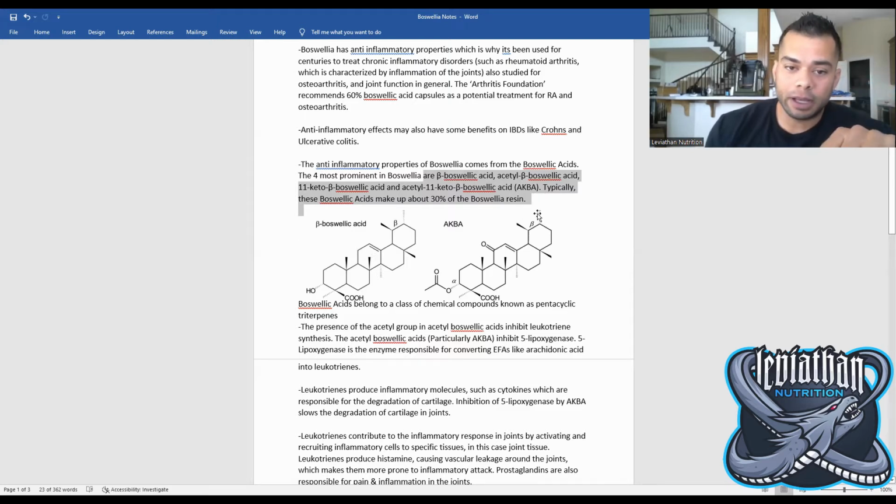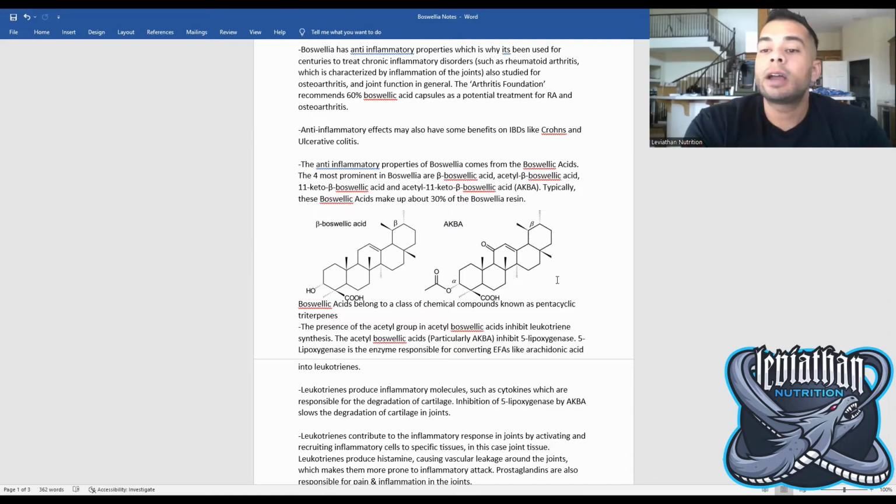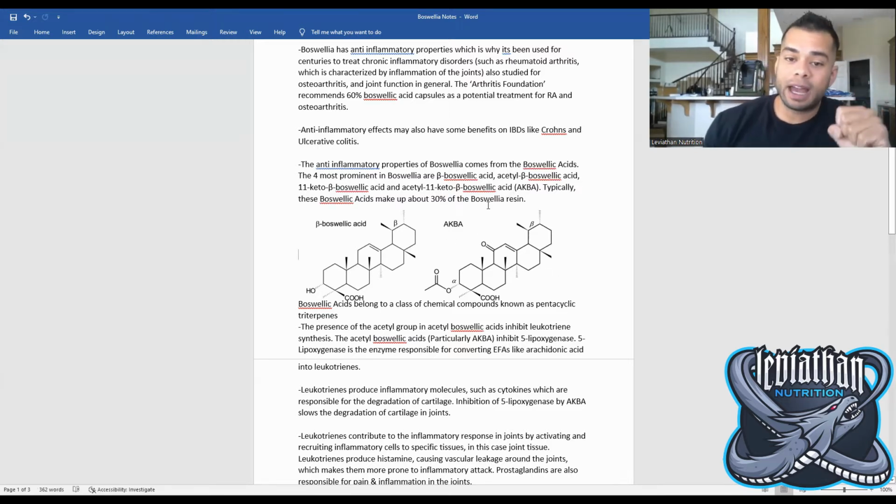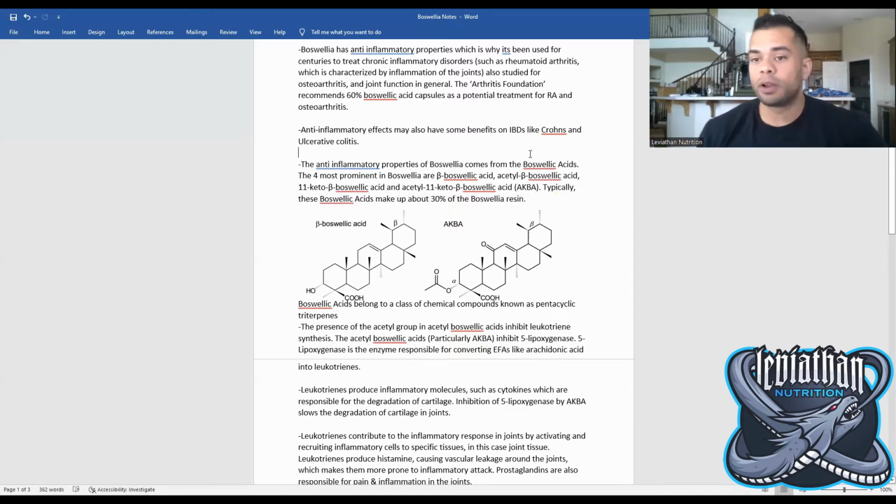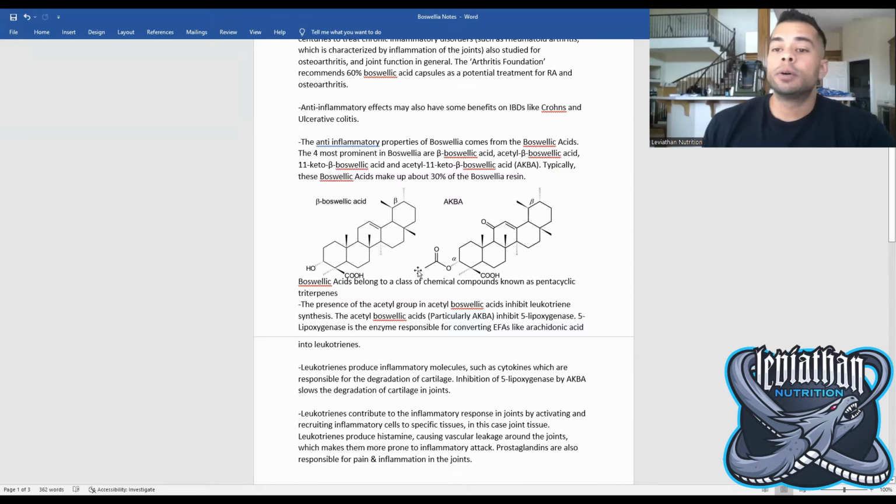But you can look right here. I have the structures of both beta-boswellic acid as well as AKBA. Now keep in mind that 60% figure that was recommended by the Arthritis Foundation. In a typical Boswellia extract, you only get about 30% boswellic acids. So you do need some standardization, some higher quality ingredients to get up to that 60% mark. Here I have these chemical structures of both beta-boswellic acid and AKBA. Remember, AKBA is the more important one.